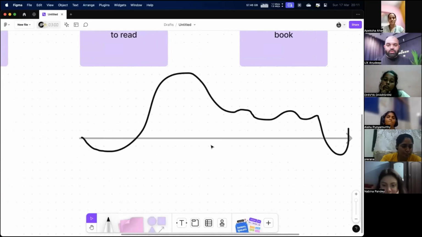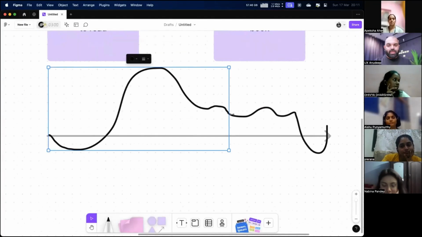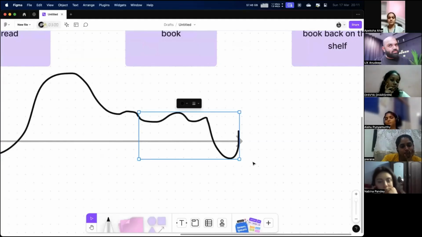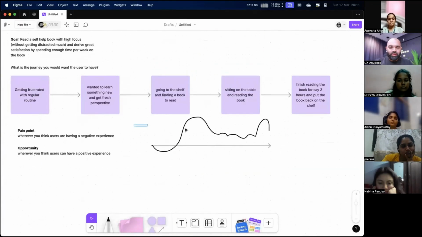Within a journey, a user can have a bunch of emotions. There can be negative emotions at one place, positive emotions at one place, neutral emotions at one place. These emotions can exist. Correct? Now, as an experienced designer, what will you do? You'll make sure something like this. Okay? So these are pain points and opportunities.